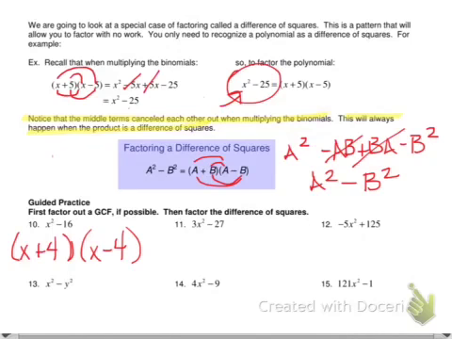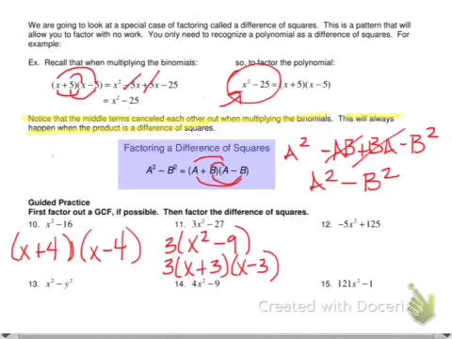Example number 11. Sometimes you have to actually pull out your greatest common factor first before you can factor the difference of squares. So if I pull out a 3 first in this problem, that leaves x squared minus 9. Now inside my parentheses I have the difference of two squares, x plus 3 and x minus 3. Pretty simple.